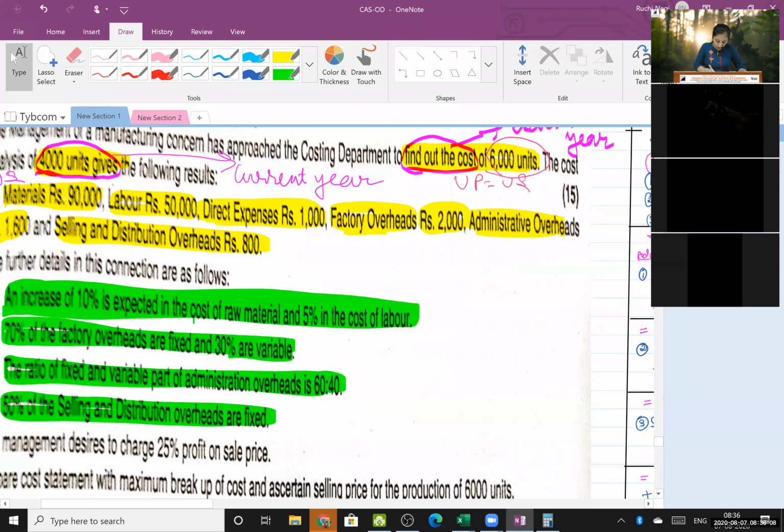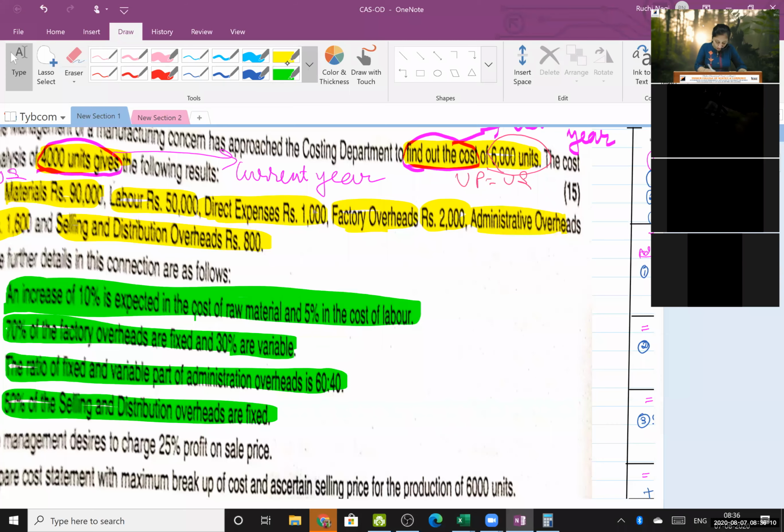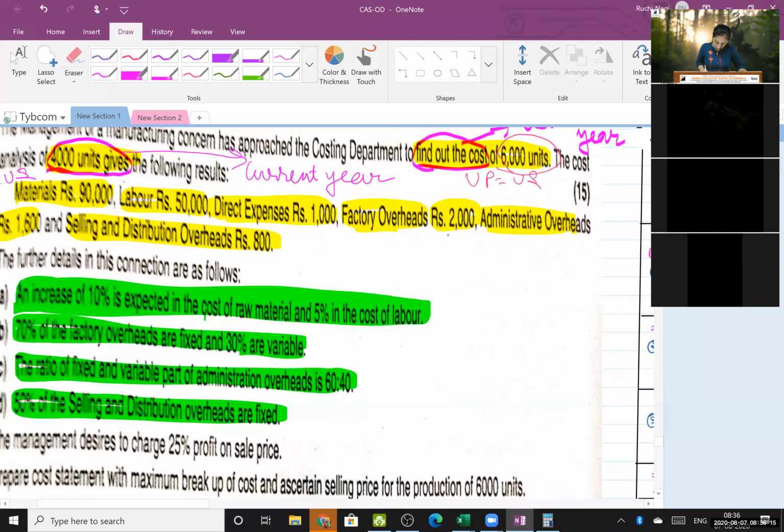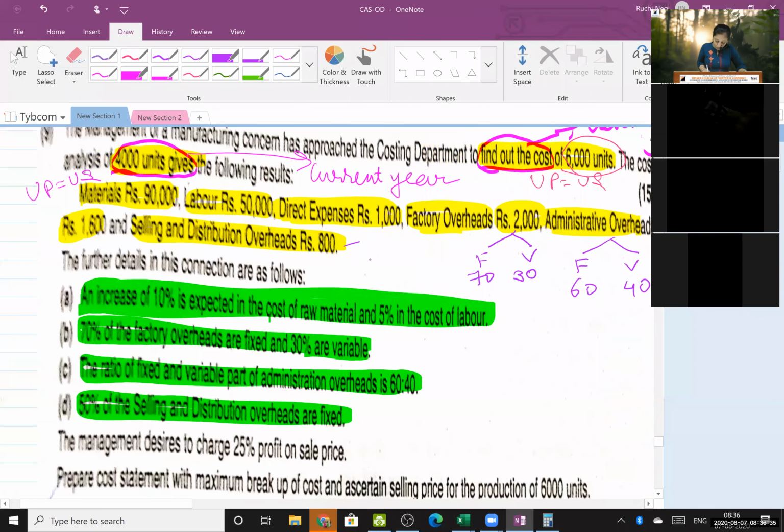So see what I'm doing. Just look here. First, factory overheads you have to divide as fixed and variable in the ratio 70 is to 30. Admin overheads also, you have to divide in the ratio fixed and variable 60 is to 40. And selling and distribution also you have to divide in the ratio fixed and variable 50 is to 50.